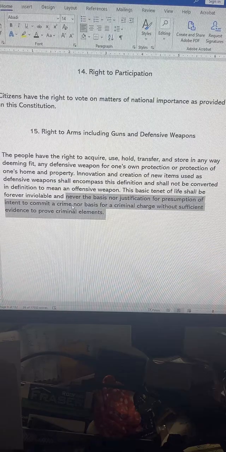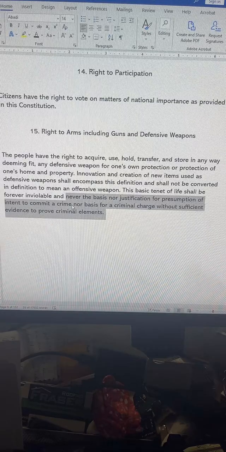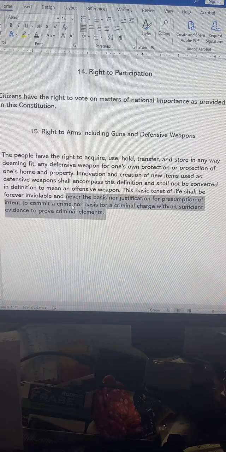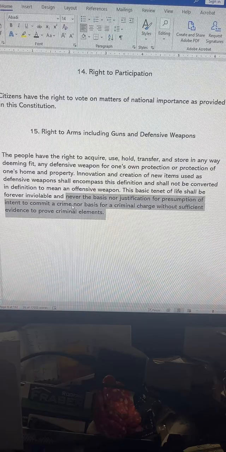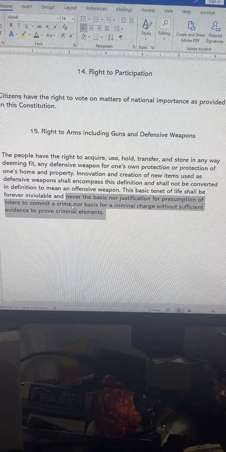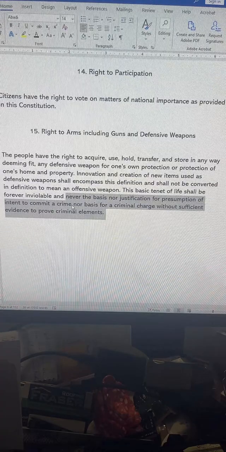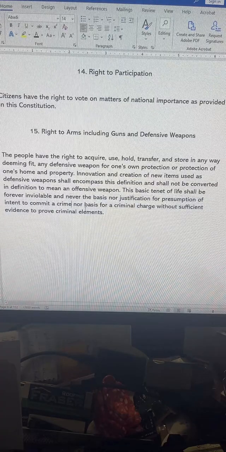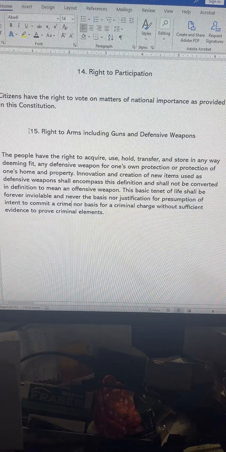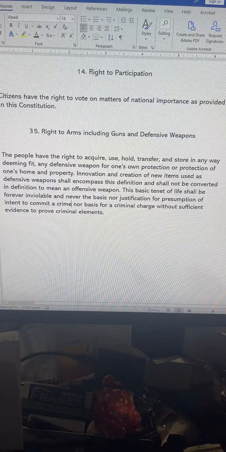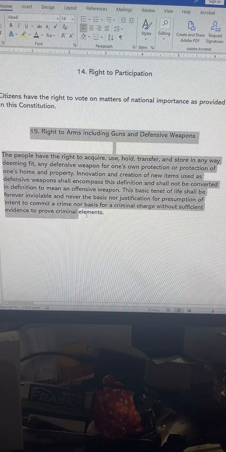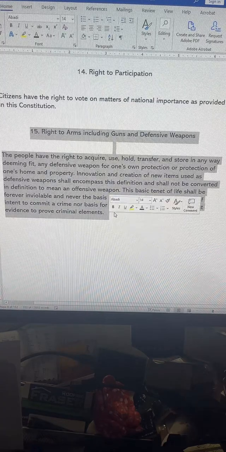So, if someone is benefiting from an activity, obviously they will protect the activity so that they can continue to make money off of it. That is all I can say there, because otherwise it doesn't make any sense. So, this is right number 15, right? The right to arms. Any kind of arms.